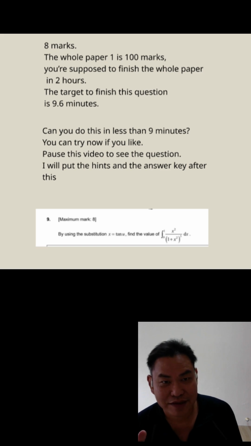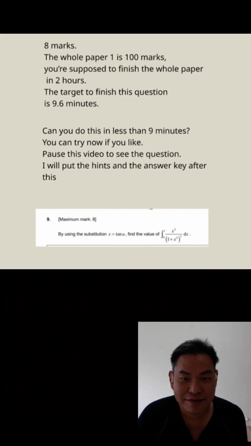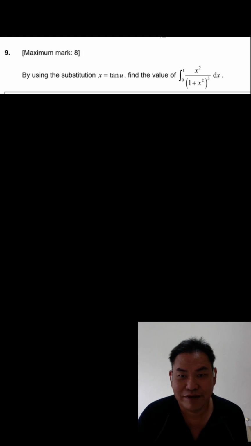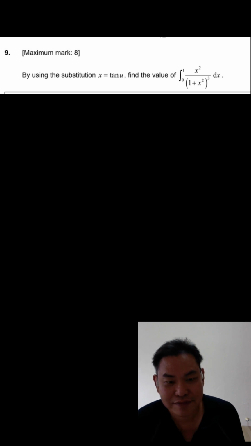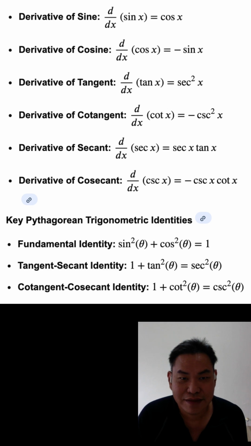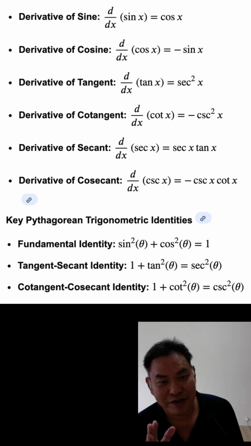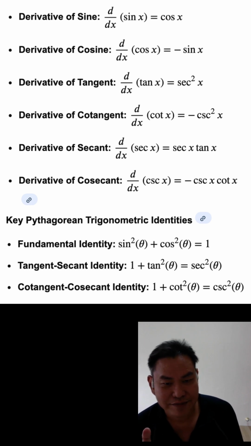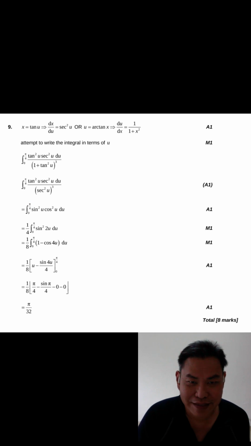Pause this video to see the question. I will put the hints and answer after this. This is the question. I'm going to put it for 5 seconds here. If you need the formulas, these are the formulas. You need the formula for the derivative and the Pythagorean trigo identity. This is the answer key. You can check your answer here.